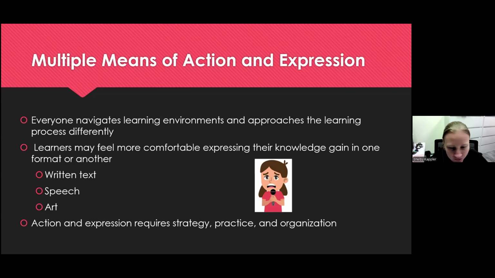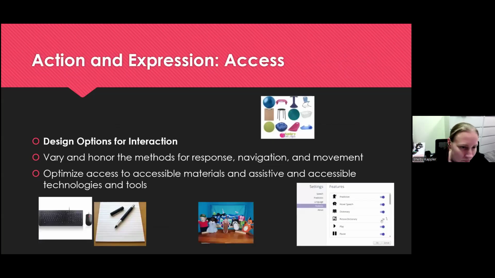So our action and expression requires strategy, practice, and organization. So a few ideas here for action and expression. Design options for interaction. So vary and honor the methods for response, navigation, and movement. So at the top of this slide, I have pictures of various seating options that could be used in a classroom. Everything from stools to wobble stools to yoga balls, beanbag chairs, even like slant boards or clipboards.